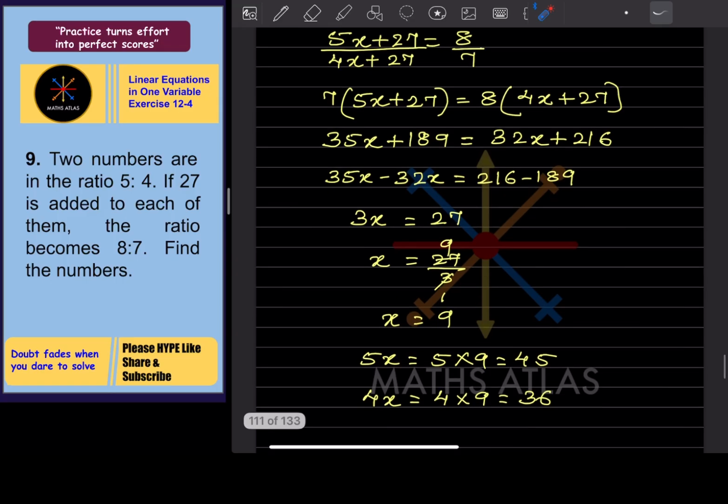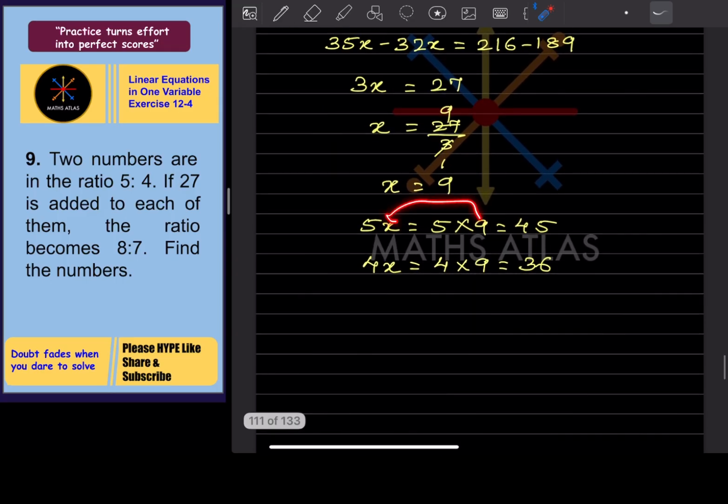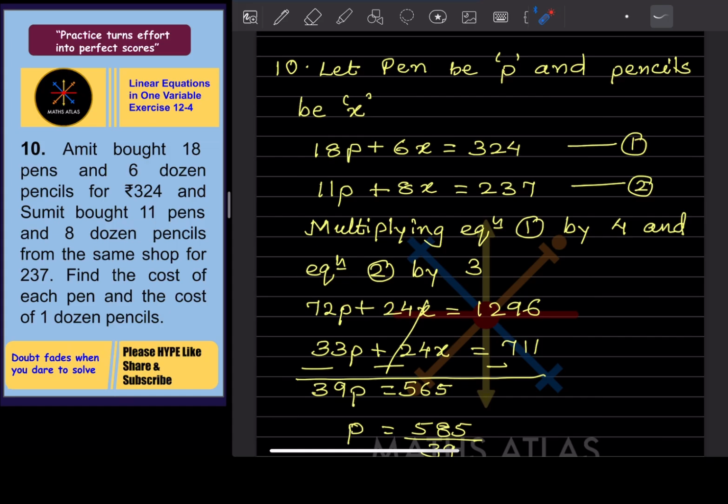The numbers we have considered as 5x and 4x. So 5x will be 5 into 9, that is 45, and 4x is going to be 4 into 9, which is going to be 36. So you can write separately, therefore the numbers are 45 and 36. Now let us see the next question here.